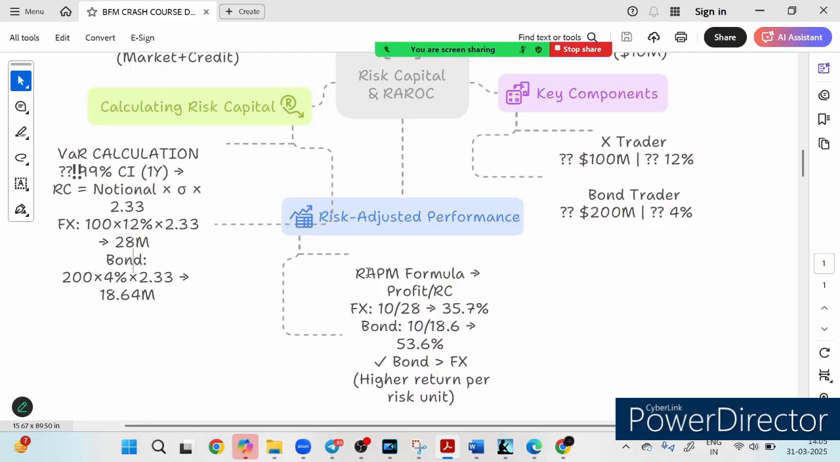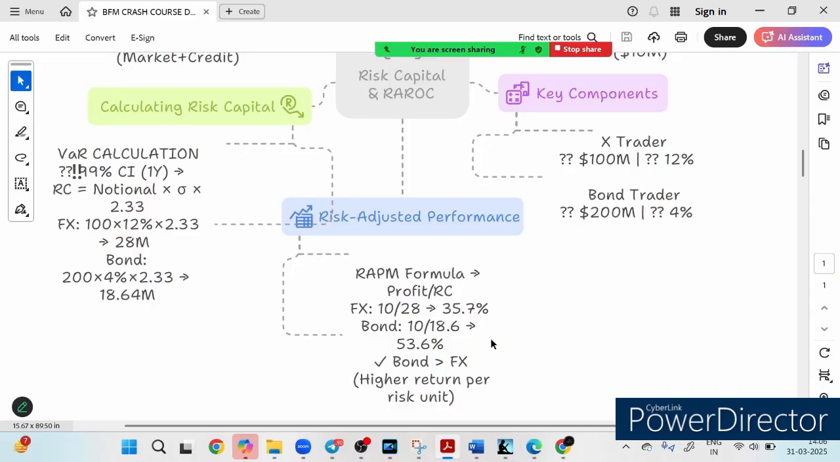Both are having the same profit, which is 10 million. So we write 10 million in the numerator for both. 10 and 10, you see. In the denominator, we just write the risk capital. Just now we have calculated the risk capital. For the forex trader, risk capital is 28 million. So we write 28 million in the denominator, and after calculating the percentage, this gives us 35.7%. And for the bond trader, you can see that the risk capital is just 18.64 million. We write it here and get the percentage 53.6.